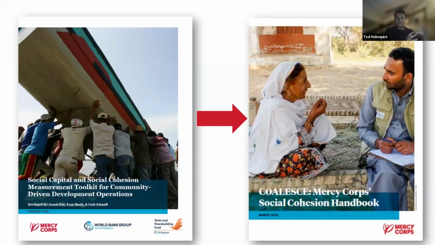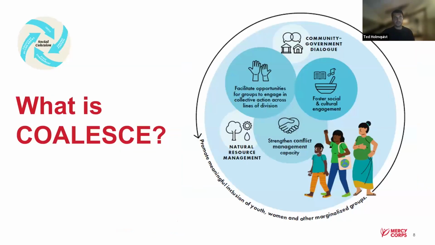And as we were developing this toolkit, we saw that this reflection process was really helping us to better define and outline our approach to programming in this space as well. So that toolkit that you see on the left led to our COALESCE handbook that you see on the right. So what is COALESCE? We know coalesce is different parts coming together to form a greater whole, but it's also an acronym that stands for collective action and local engagement for social cohesion.